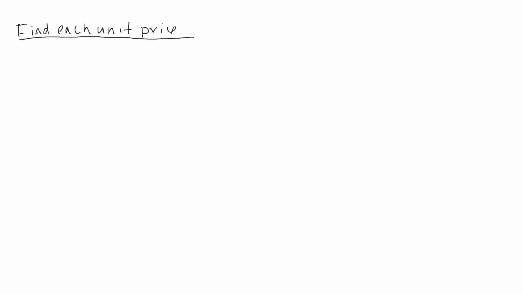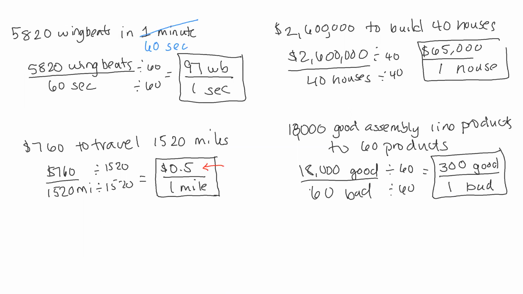Now, on the previous slide, we did find a few unit prices. This right here would technically be considered a unit price. It's just the cost per home. This would technically be considered a unit price. It's the cost per mile to travel. We're going to do some more of that. You already know you can do it because we've done it already. So let's look at some more examples.